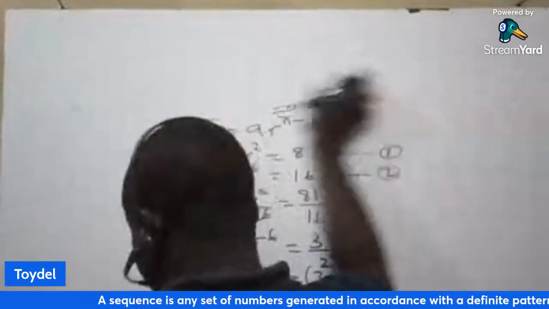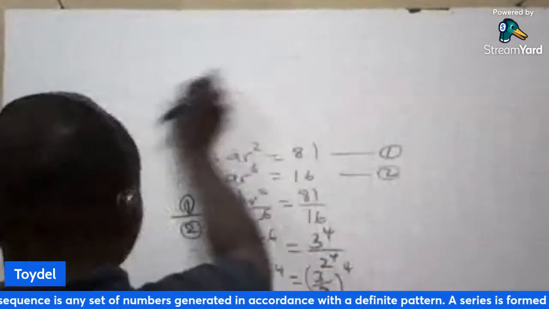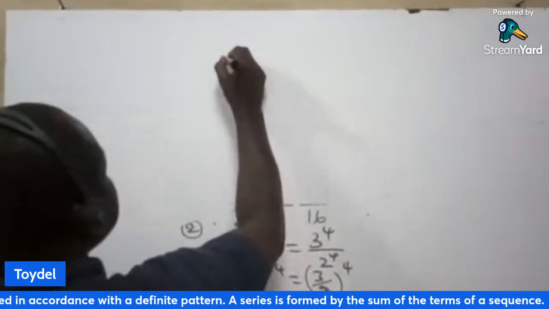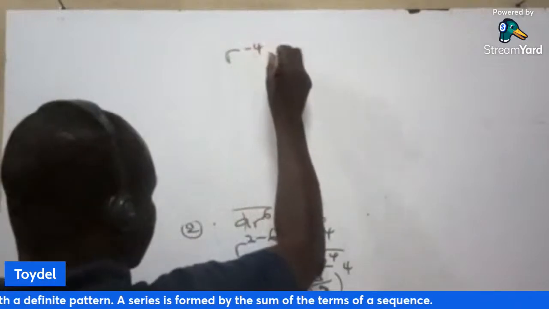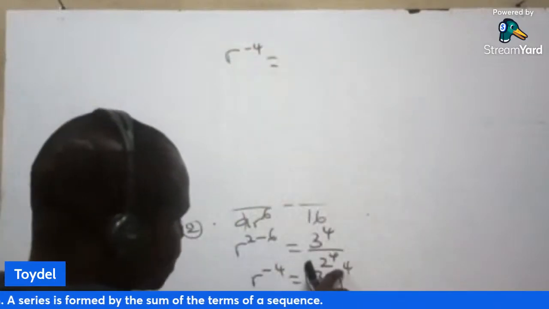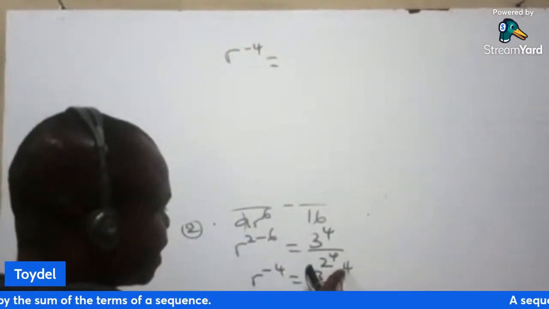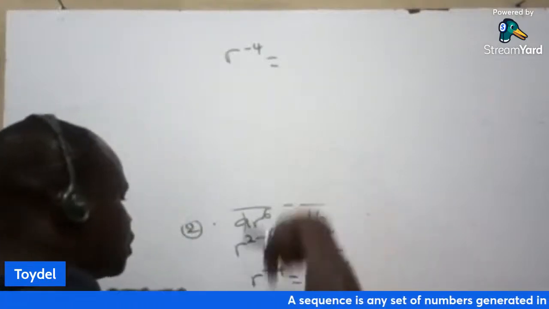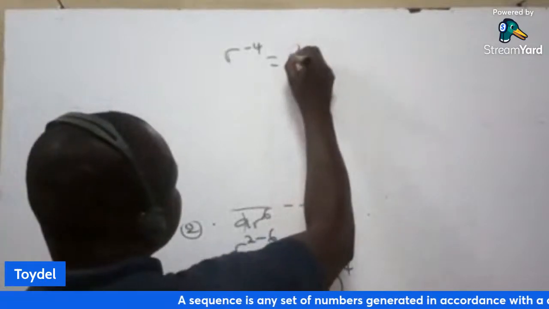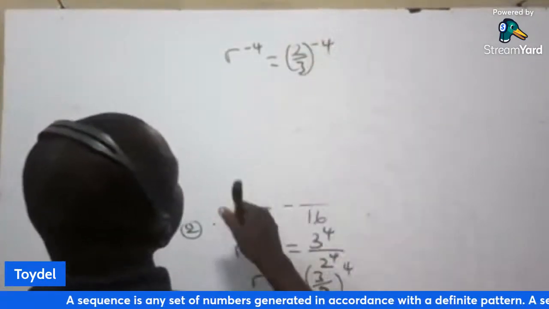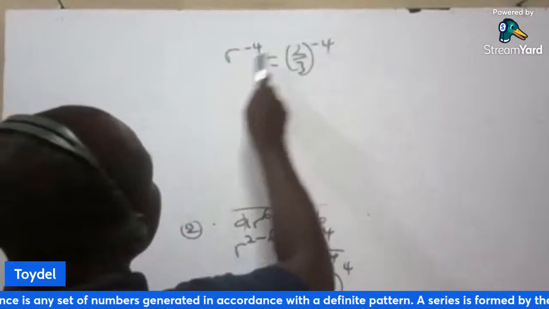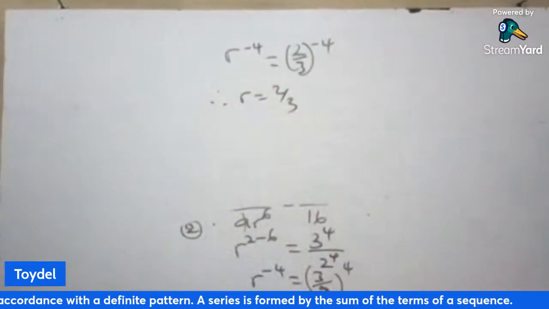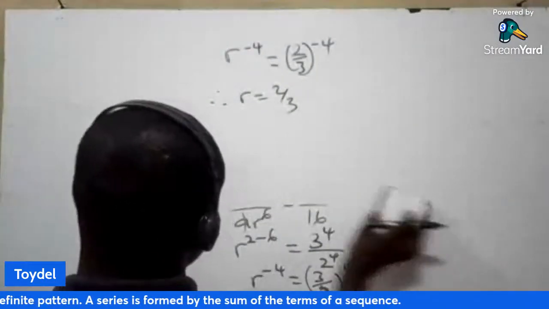Then what do we get from there? From our knowledge of indices, I can get R raised to minus 4 to be equal to, if I want this raised to 4 on the right hand side to attract the negative, I will interchange. I would bring the numerator to the denominator and vice versa. So this is the same thing as 2 all over 3, everything raised to minus 4. In this case now, the powers are equal. We equate the base. Therefore, R is equal to 2 all over 3. So we apply the knowledge of indices here to be able to solve that.